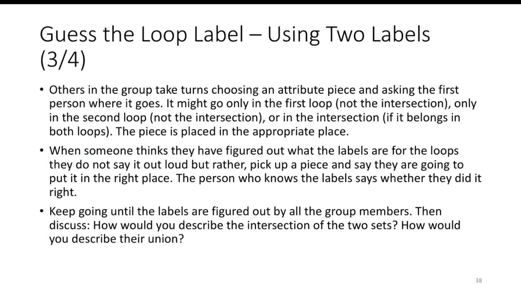And as before, when someone thinks they have figured out the labels for the loops, they do not say it out loud, but rather they pick up a piece and say they're going to put it in the right place. The person who knows the label says whether they did it right. And keep going until the labels are figured out by all the group members. Then you can discuss. How would you describe the intersection of the two sets? How would you describe the union?